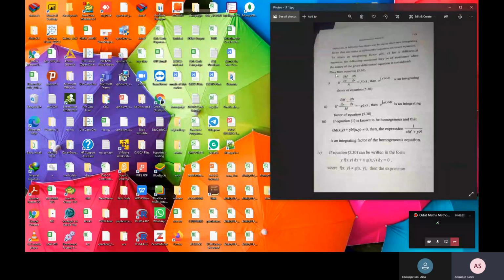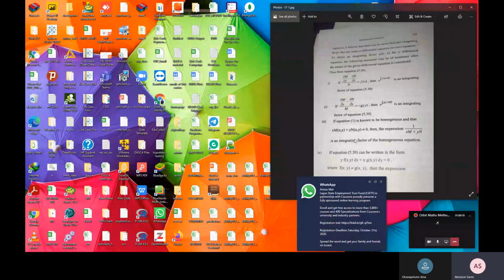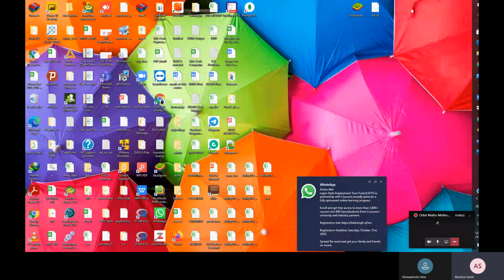So in that case, this is what we are going to use. If you have my minus nx over m to be minus g of y, then your integrating factor is going to be this. So apparently we won't be able to use this homogeneous condition because we can't write our equation in this format. So we are still going to use this particular one.